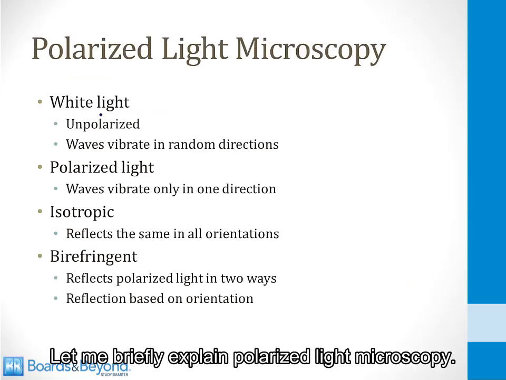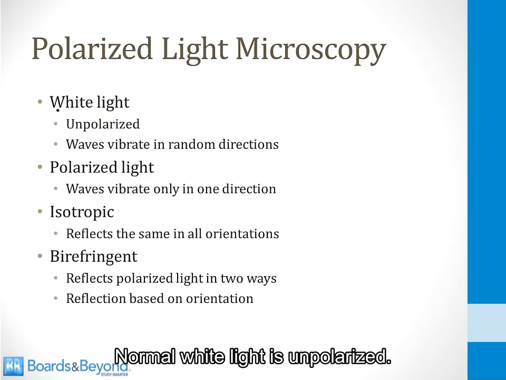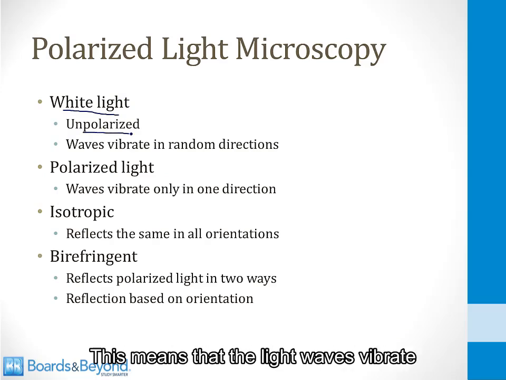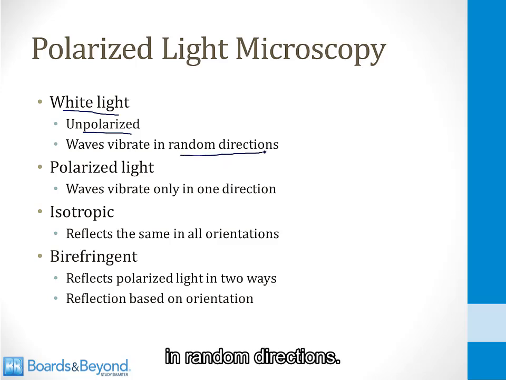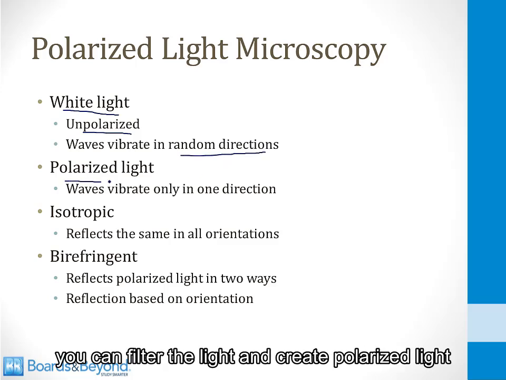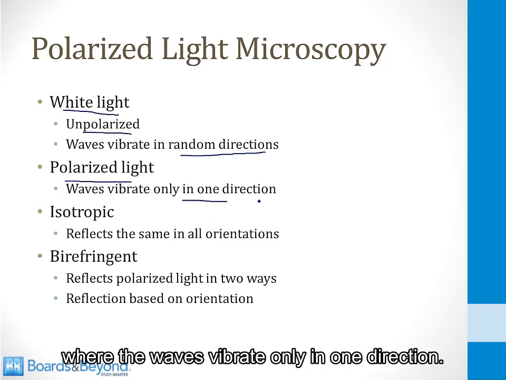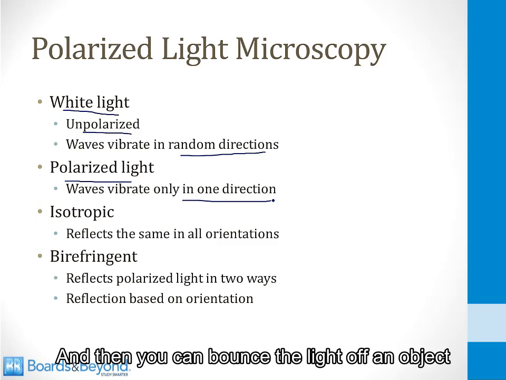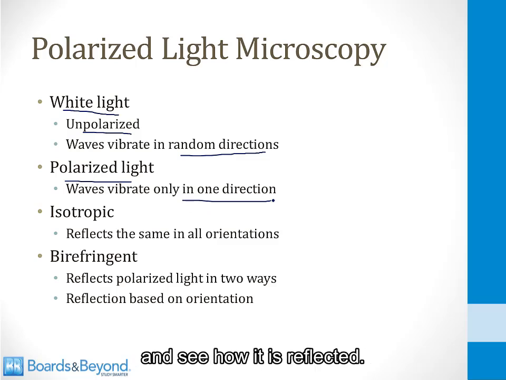Let me briefly explain polarized light microscopy. Normal white light is unpolarized. This means that the light waves vibrate in random directions. But if you use a special tool, you can filter the light and create polarized light, where the waves vibrate only in one direction, and then you can bounce the light off an object and see how it is reflected.